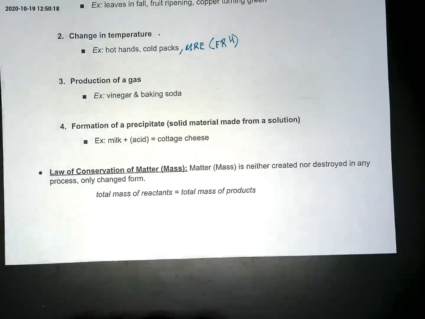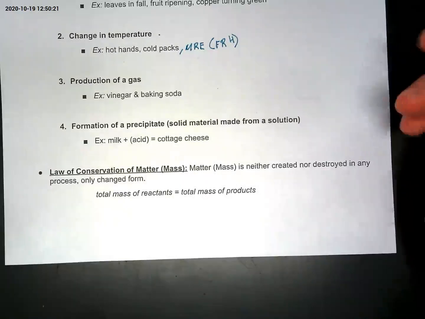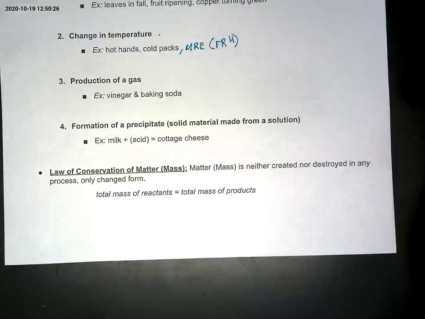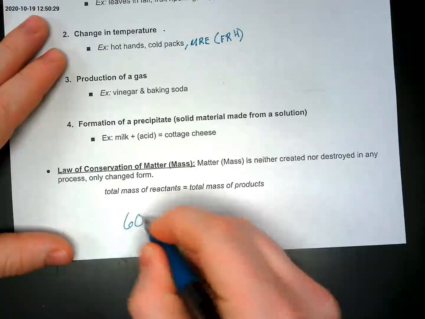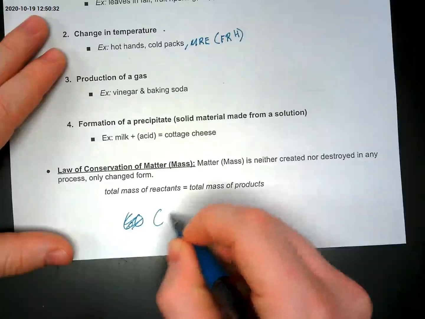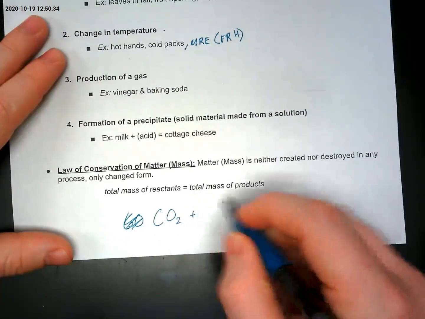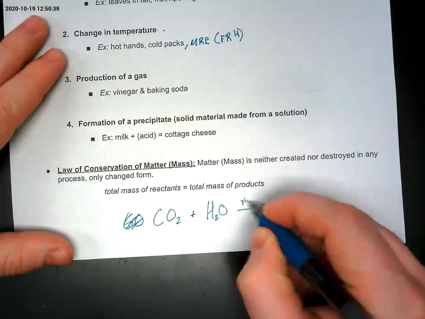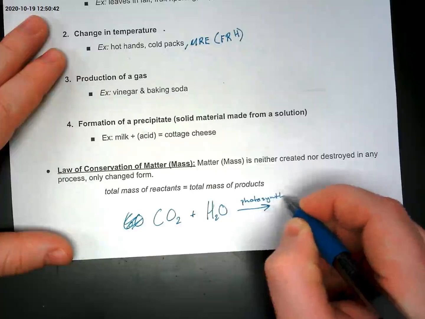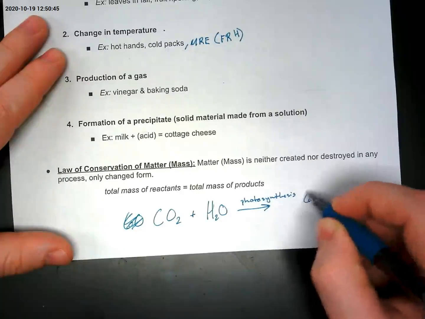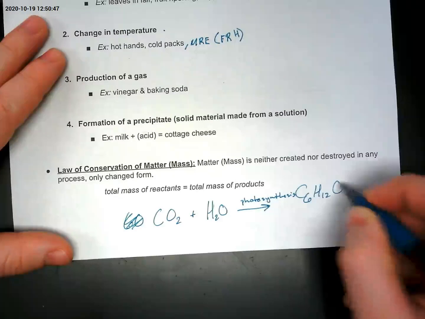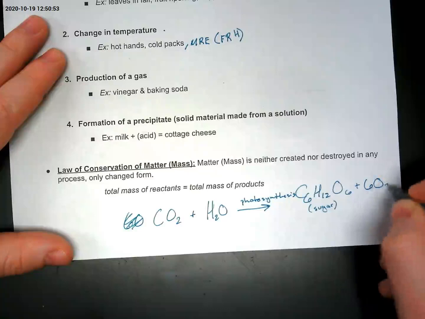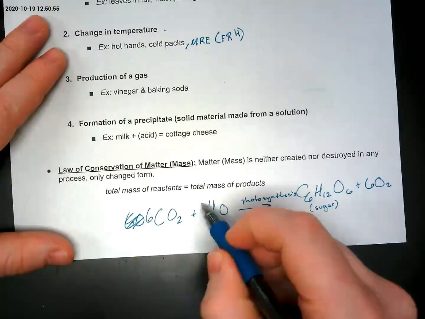So how to give an example? A good example is photosynthesis. So think back to biology. If you've got CO2 plus H2O, and this is through photosynthesis, it's going to yield C6H12O6. So this is sugar, plus 6O2. And this, I believe, should be 6, yeah. And this should be 6.